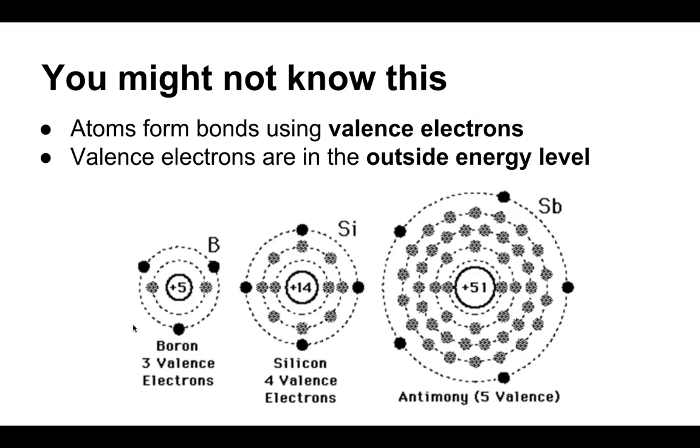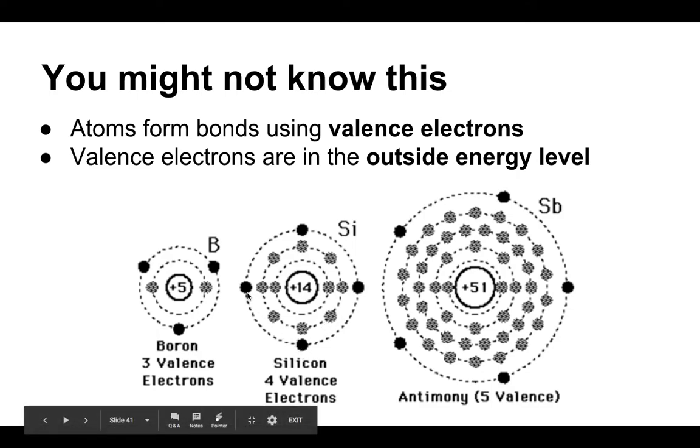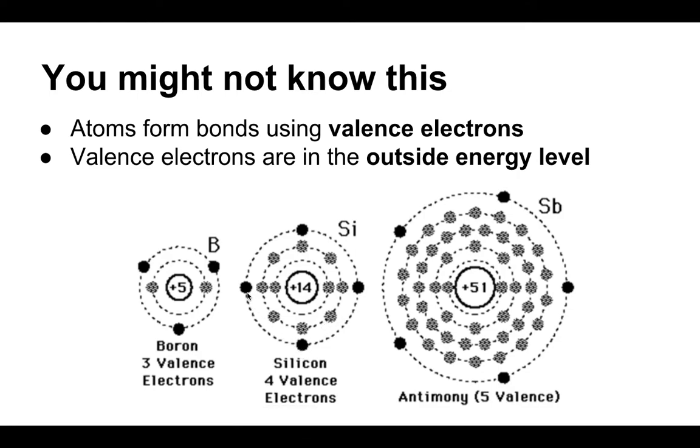Here you can see boron has a total of 5 electrons, but only 3 valence electrons because there are 3 electrons in the outer energy level. How cool is that? Here you can see silicon has 14 electrons total, but only 4 valence electrons because there are 4 electrons in the outside energy level. Finally, you can see antimony, which has a whopping 51 electrons, but only 5 valence electrons because only 5 electrons are in the outer energy level.